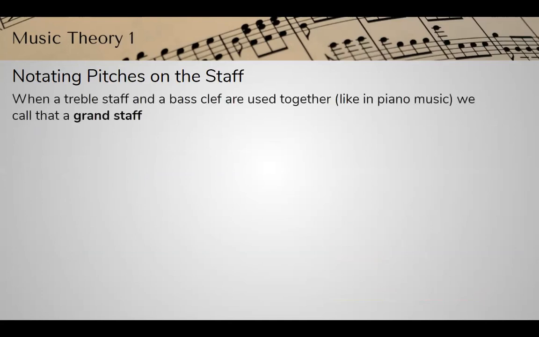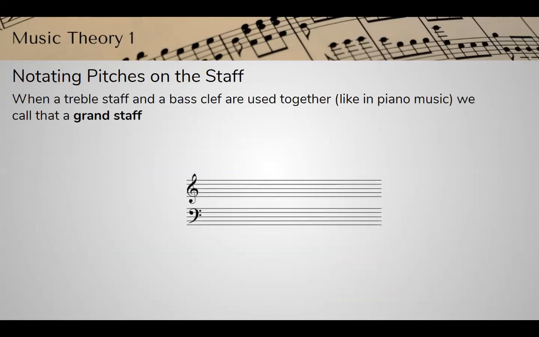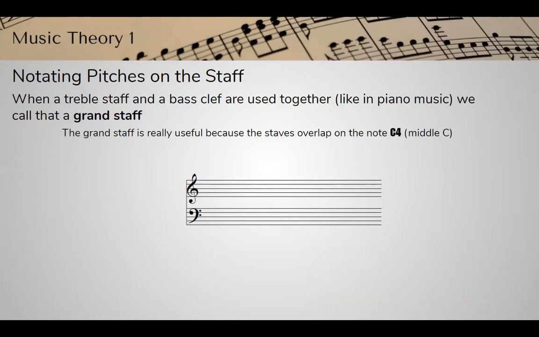There's one other thing we need to know about, called the grand staff. The grand staff is whenever you combine a treble clef staff and a bass clef staff. Those two together we call a grand staff, and this is super important in theory. We'll be dealing with this a lot. It's really useful because the staves, which is just the plural of staff, overlap on the note C4, middle C.